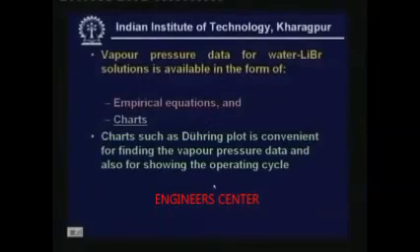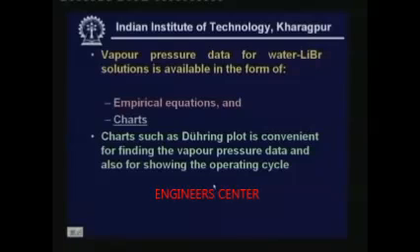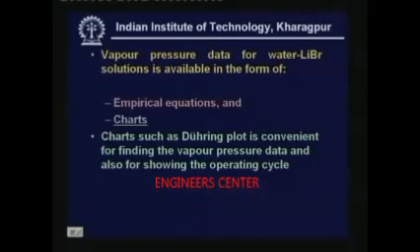The chart such as the Dühring plot is convenient for finding the vapor pressure data, and it's also convenient for showing the operating cycle. Normally the operating cycle can be shown on a Dühring plot. Various component exit and entry points can easily be represented on the Dühring plot.